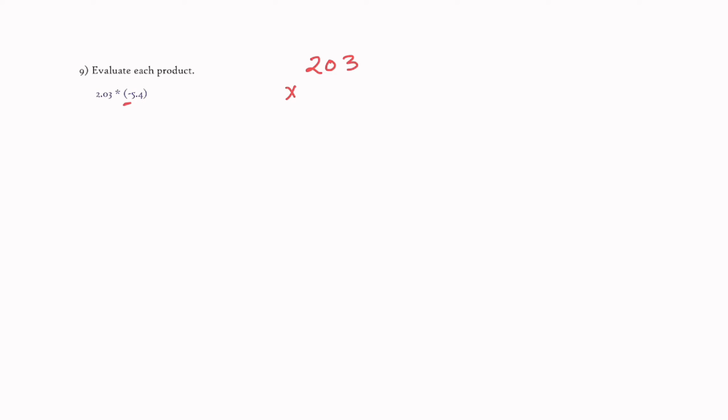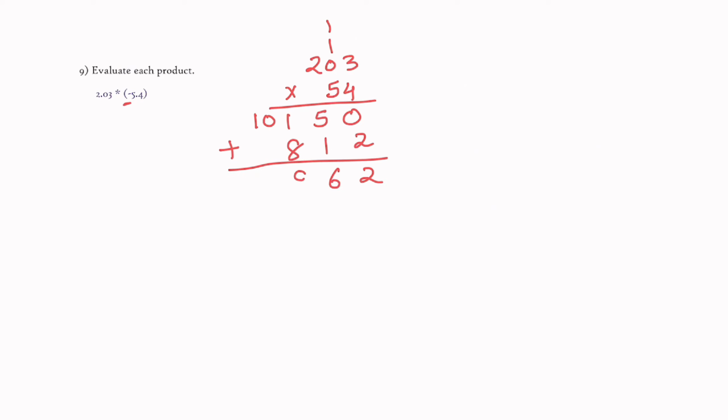203 times 54. 0. 5 times 3 is 15, 1 carry. 5 times 0 is 0, and carry 1 here. 5 times 2 is 10, plus 4 times 3 is 12. 1 here. Again 1 here. And this is 8. 2, 6, 9, 0, 1.